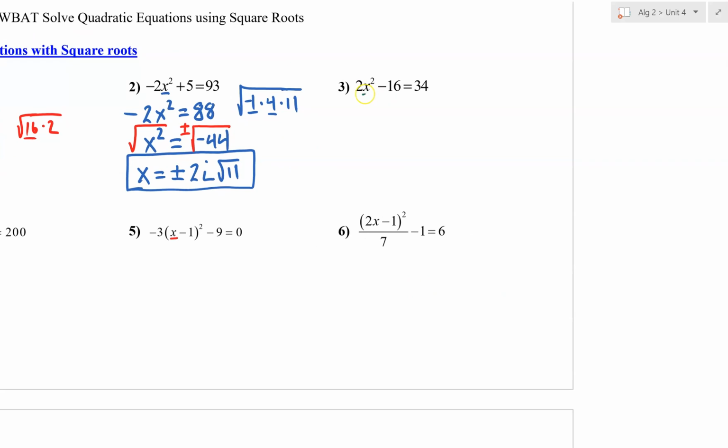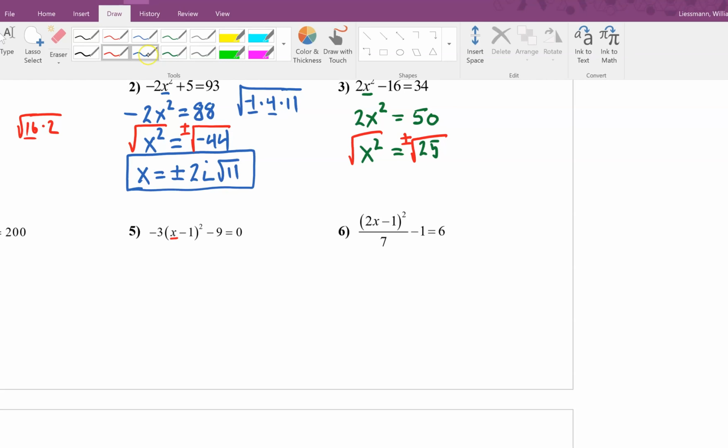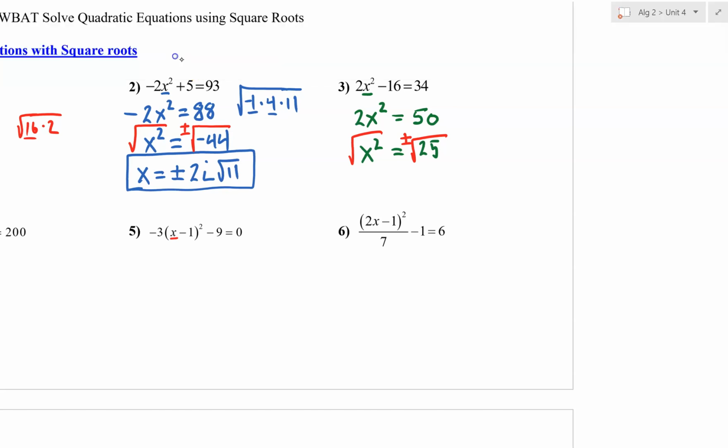Let's take a look at this next one. Same idea. I've got to get the x by itself here. So I'm going to add 16 to both sides. When I add 16, I'm going to get 50. Then I need to divide by 2. When I divide by 2, I'm going to get 25. Then I want to take the square root of both sides with a plus minus here. And when I get done doing that, I'm going to find that x is equal to plus or minus, the square root of 25 is 5. So this would be our answer.